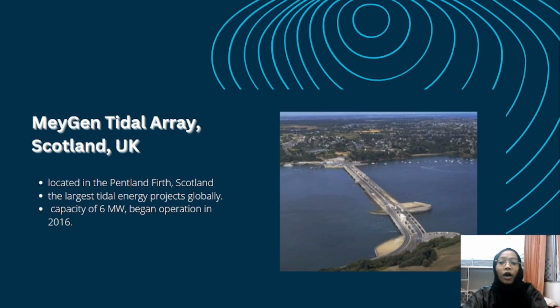United Kingdom. This plant is located in Scotland, and this power plant is the largest tidal energy project globally. This generation plant has a capacity of 6 megawatts and began operation in 2016. That's all from me for the part of the location of the generation plants of the tides.